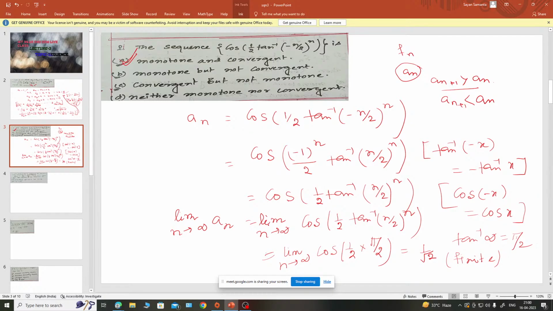If the limit exists, then we can say that the sequence is convergent. So if the sequence is convergent, then we can say that this sequence is also monotone. If a sequence is convergent, it is monotone increasing or decreasing. Is it clear to everyone?